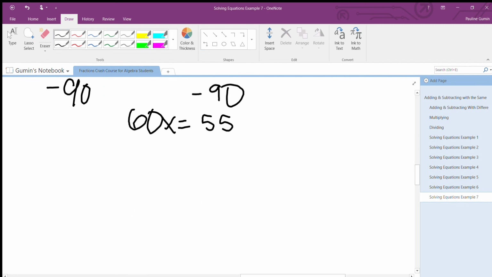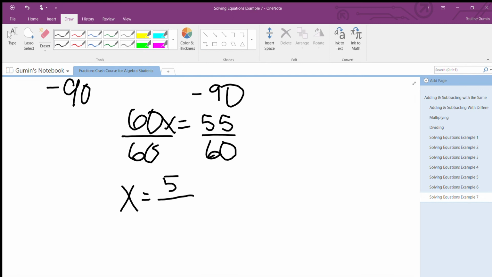And we finish by dividing by 60. Let's see if we can reduce this. We can. I can divide both the top and bottom by 5. X is 11 twelfths. You'll get there once I write it. There we go.